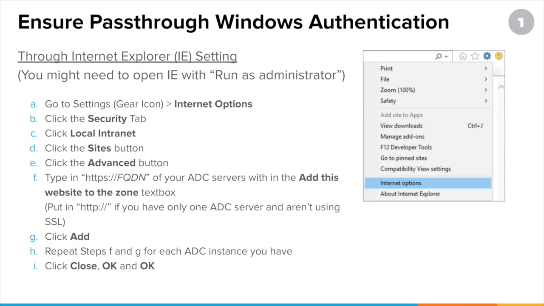Okay, so the next main step is to make sure that the user's Windows identity is passed through to the browser so that OneLogin, the ADC, can ensure that the user is logged in from their Windows desktop with those Active Directory credentials. You have two options for configuring this. One is to use Internet Explorer, which is this first one that we're looking at here. The other one is to use Active Directory group policies to push this change out to all the systems. We'll look at that next.